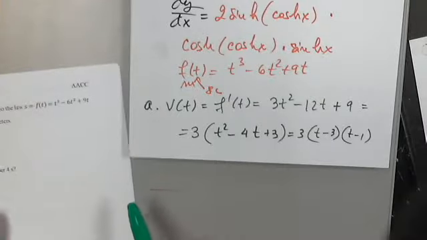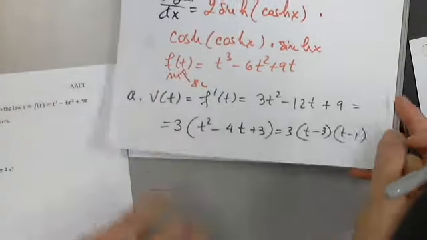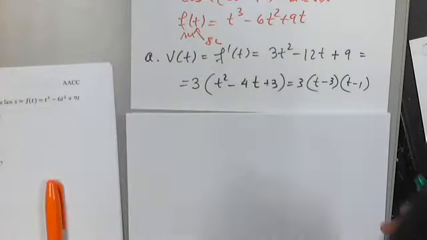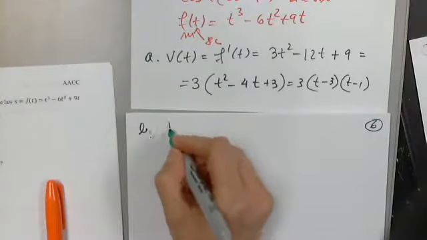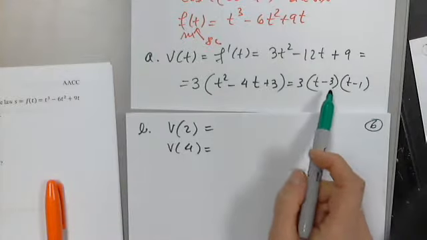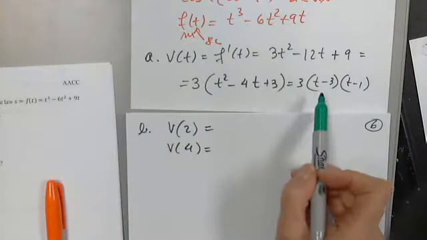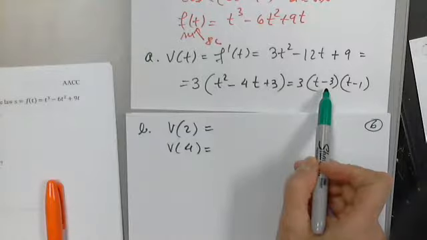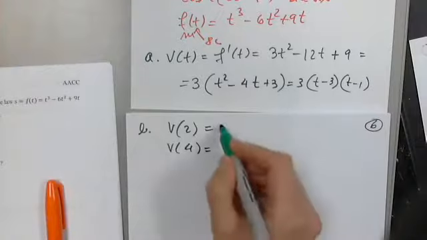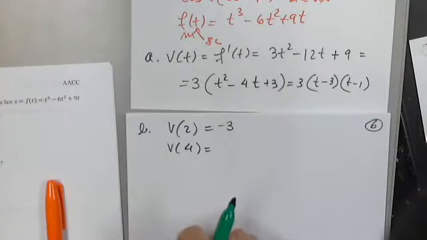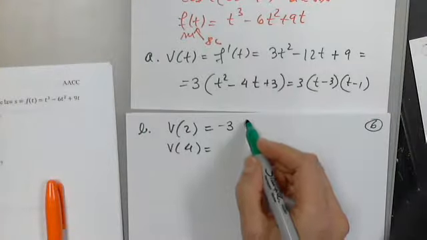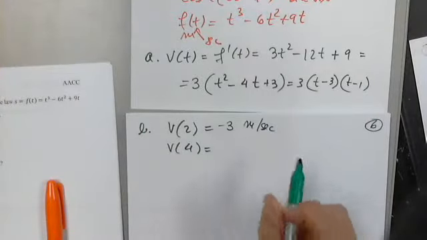Part B, what is the velocity after 2 seconds and then after 4 seconds? Very good. So V of 2 and V of 4. So here it is much easier to plug in 2. Let's plug in 2 together. 2 minus 3 is? And 2 minus 1? 1. So negative 1 times 3. And measurement unit? Perfect.